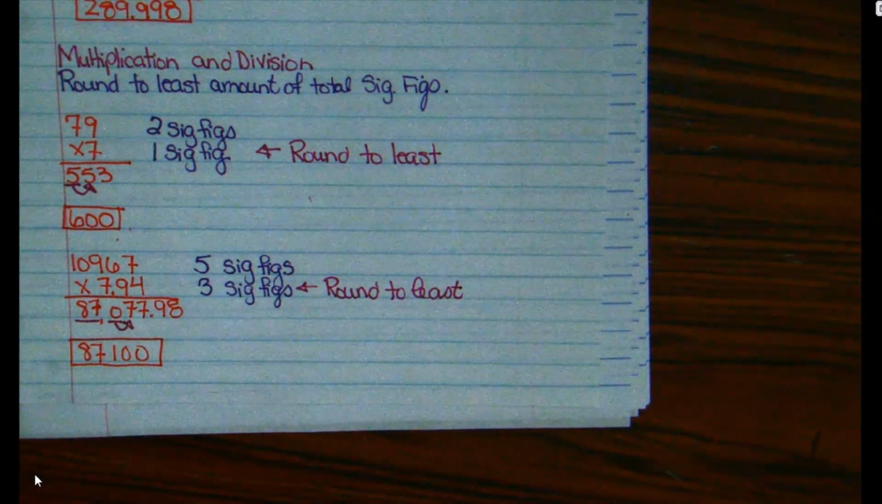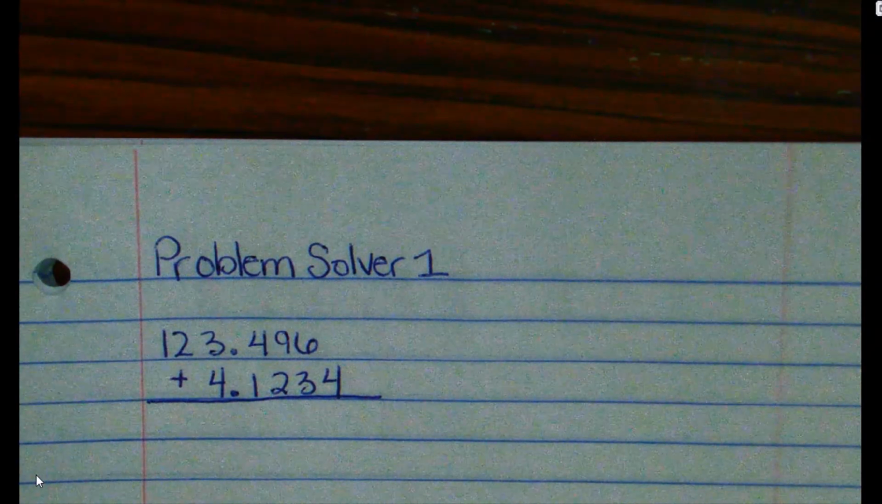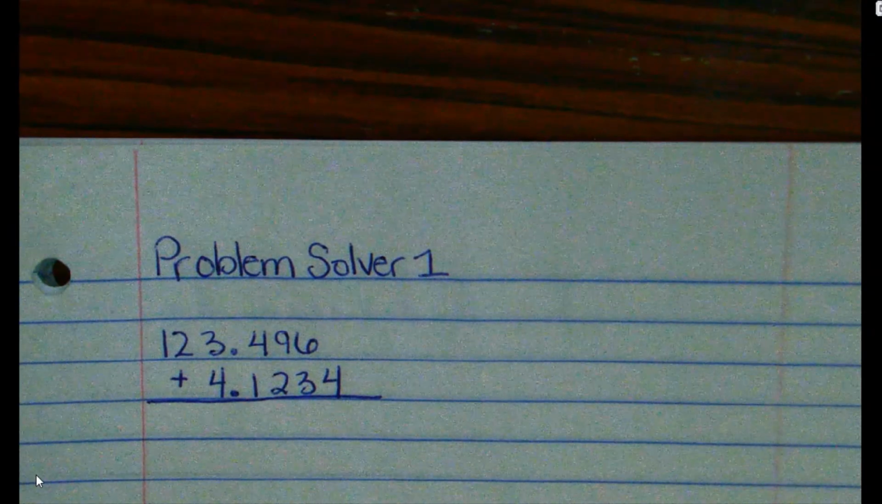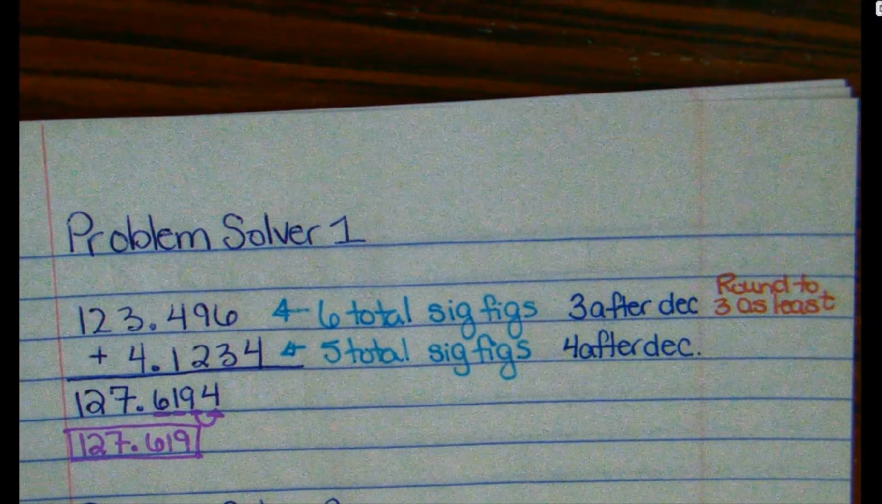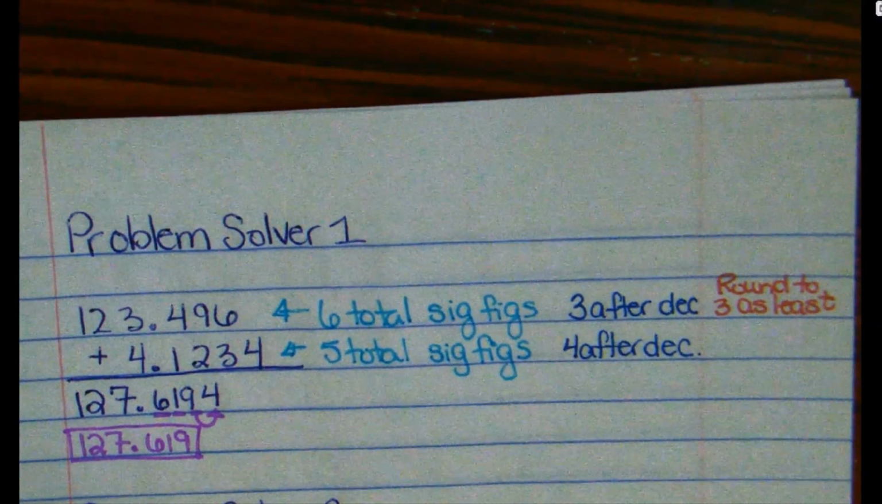Let's try some practice of our own. Okay, here is problem solver 1: 123.496 plus 4.1234. Go ahead and try and solve rounding to the correct number of significant figures. Okay, let's look at the solution for problem solver 1.